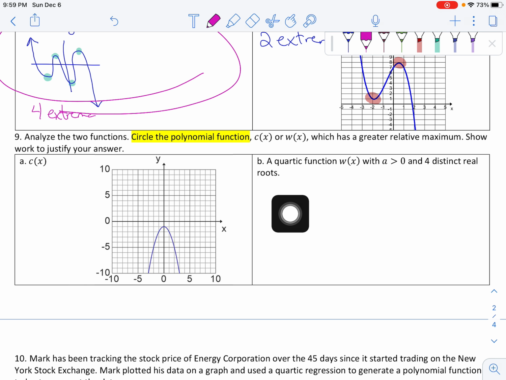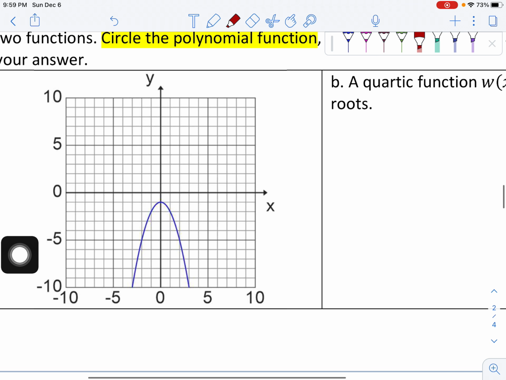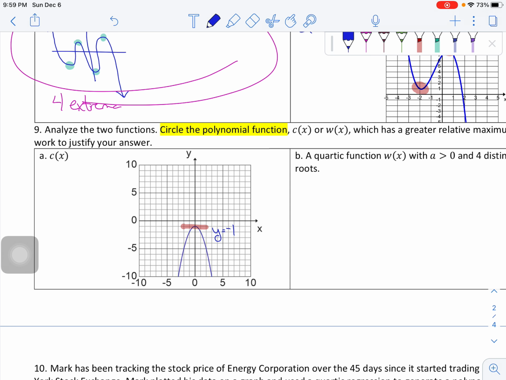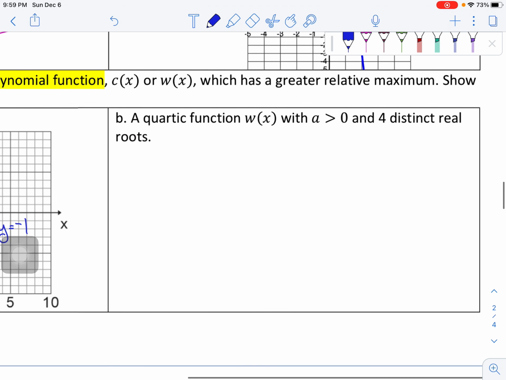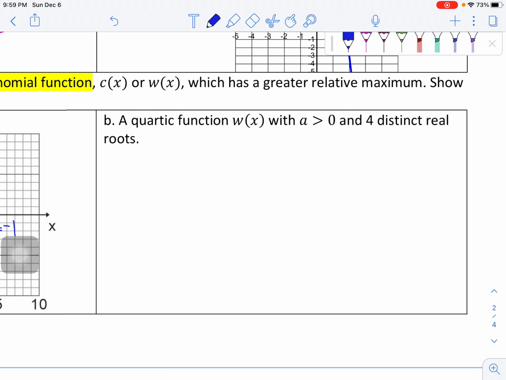Again, we've got 2 functions and we are comparing them. We've got c of x over here and we've got w of x, and we're looking for a greater relative maximum. So if we look at this graph right here, we have this maximum point right here. I'm going to zoom in here. So here's my maximum point, and this is at y equals -1. All right, so I've got a maximum.